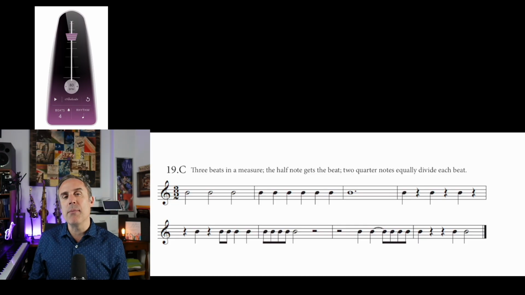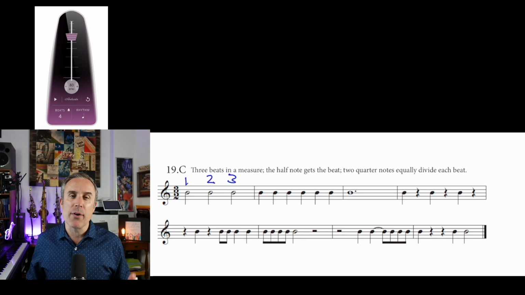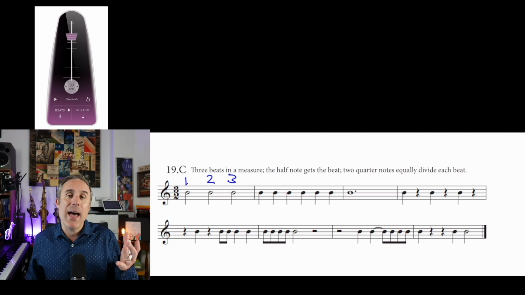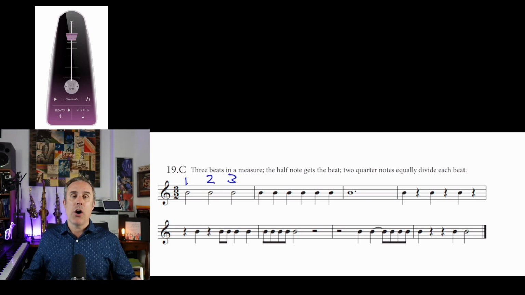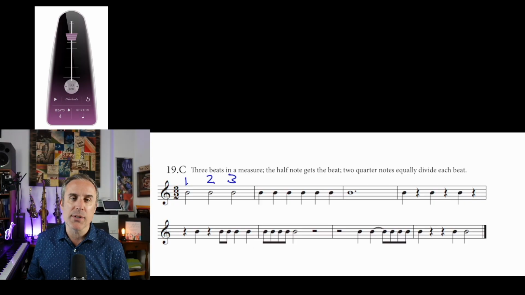So let's dive a little bit more deeply into the analysis of exercise 19C before we perform it. So, as I just mentioned, the first measure is the pulse. So we're going to have 3 half notes here. Each one of those half notes is going to fall on the metronome click, because the half note is getting the beat. Ta, ta, ta. That's what the first measure will sound like.